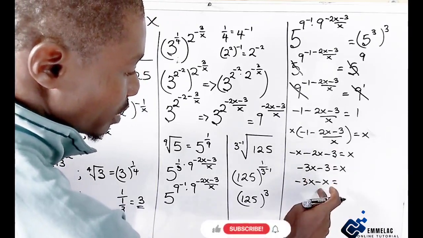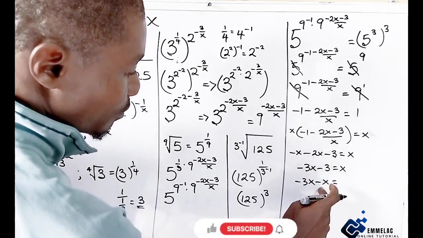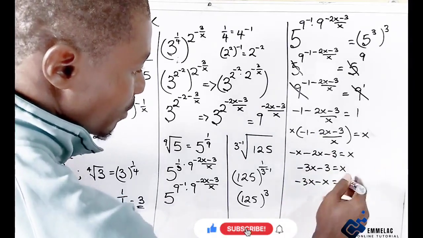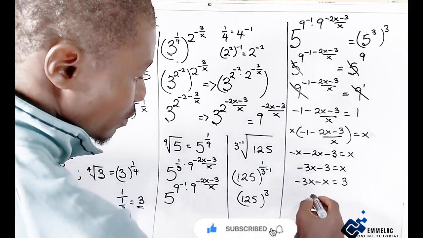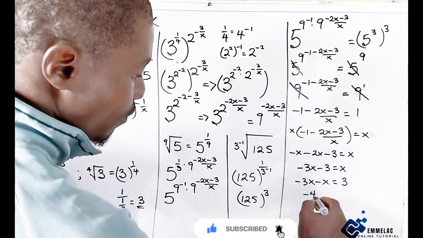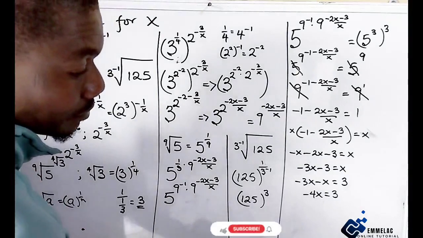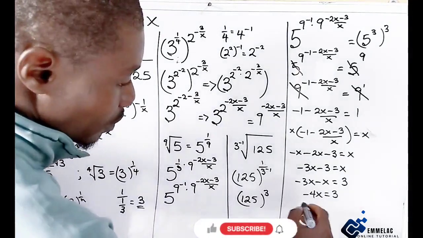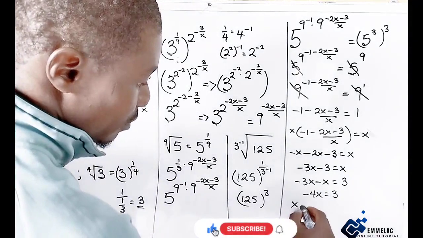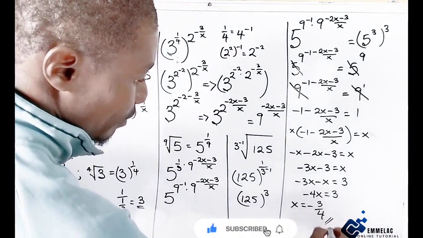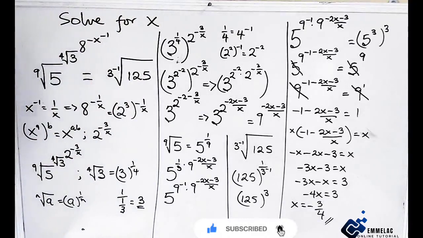Now collecting like terms, we have minus x minus 3x, then minus x equals, that is if x should come over to the right hand side, it becomes negative. Now minus 3 or negative 3 moving over to the right hand side becomes positive 3. So here we have minus 4x equals 3. Now dividing both sides by negative 4, our x will give us the final answer. So x equals minus 3 over 4.